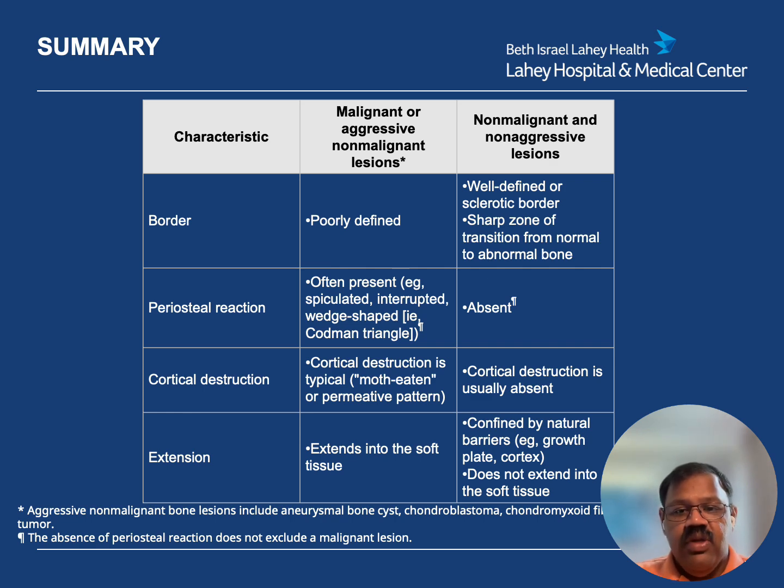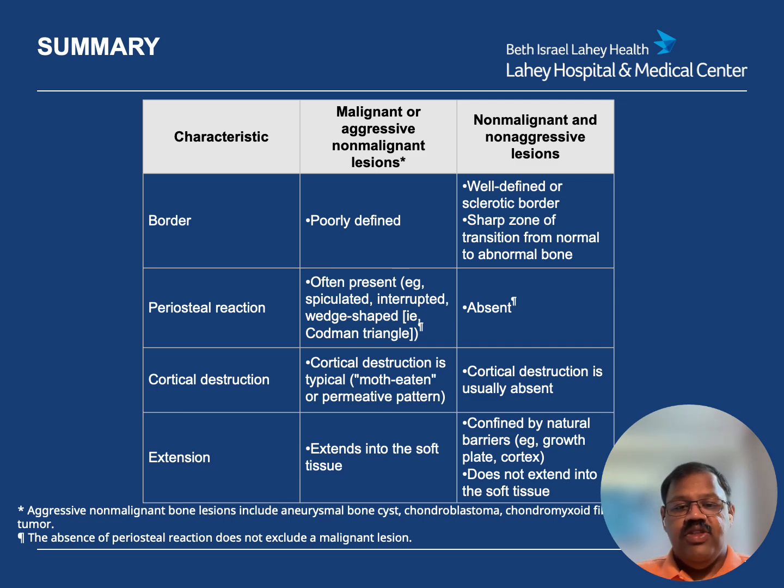growth of the lesional tissue, whereas in non-malignant conditions, they're usually well defined or have a nice sclerotic border because, again, there's a sharp zone of transition between normal and abnormal bone because the bone has had time to adapt to that lesion. When you see a periosteal reaction, especially one that's spiculated, interrupted, or with a Codman's triangle, that's usually indicative of a malignant or aggressive process, whereas non-malignant or benign conditions don't usually produce a periosteal reaction.